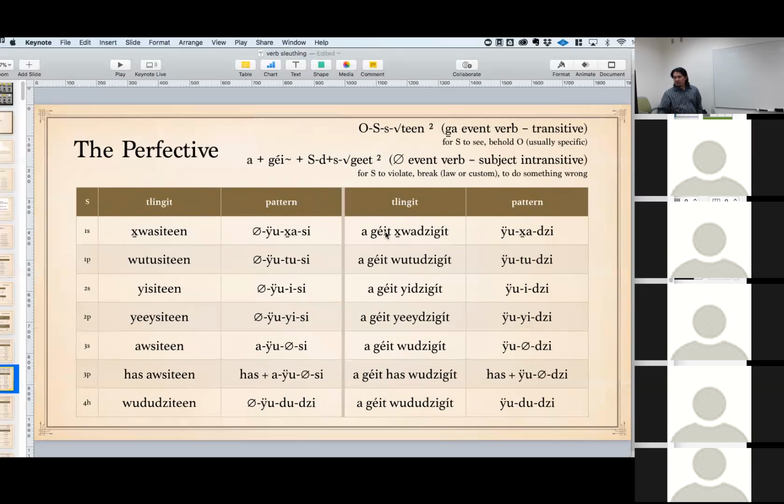Agate khwadzagit. Agate watudzagit. Agate yidzagit. Agate yidzagit. Agate wudzagit. Agate haswudzagit. Agate wududzagit.